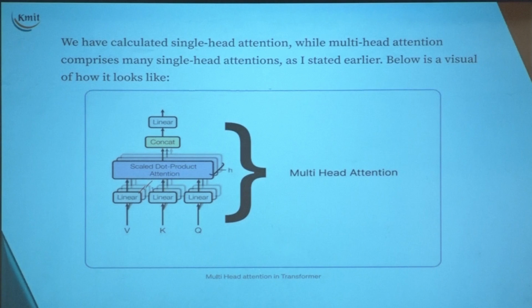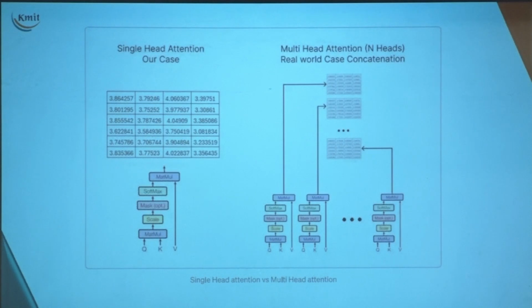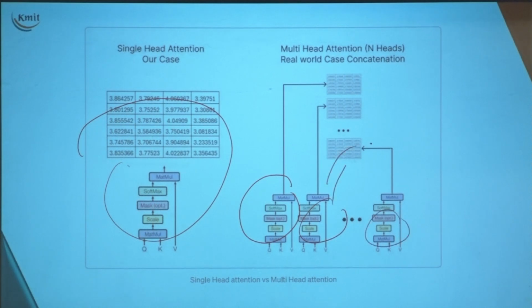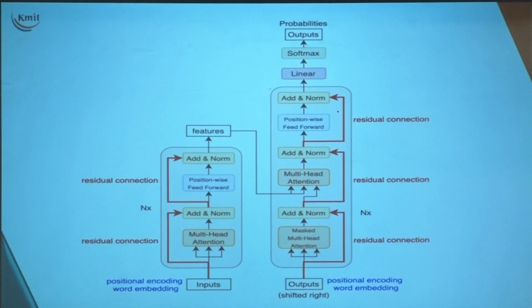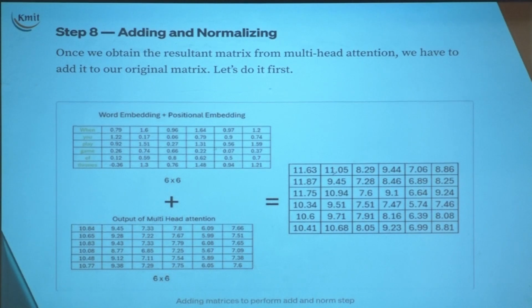Can you see this concatenation? Yes or no? Okay. Look at this. This is what I got. Now I have to concatenate all such blocks and generate a final matrix. Now this matrix is called what? Output of MHA would be normalized. Okay, look at this.